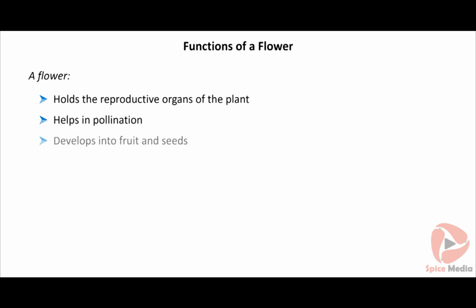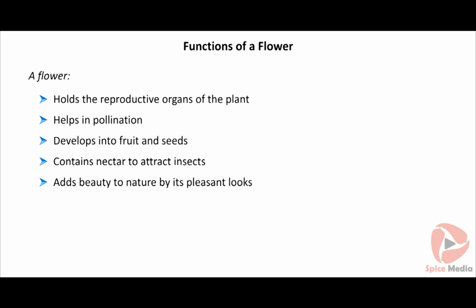Functions of a flower. A flower is involved in various functions as follows. It holds the reproductive organs of the plant. It helps in pollination, develops into fruit and seeds, and contains nectar which attracts insects. A flower also adds beauty to nature by its pleasant looks.